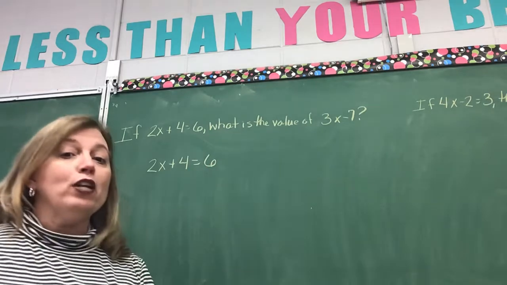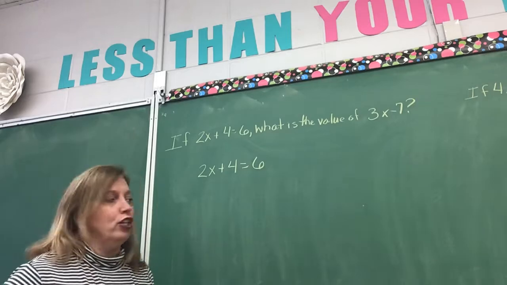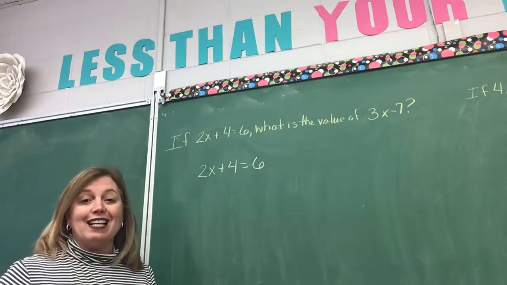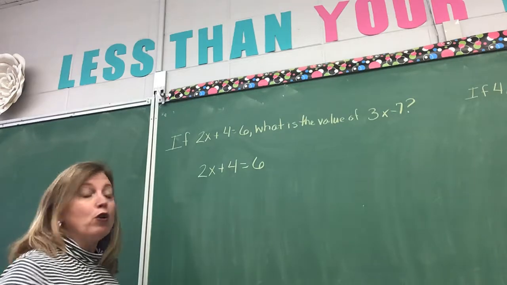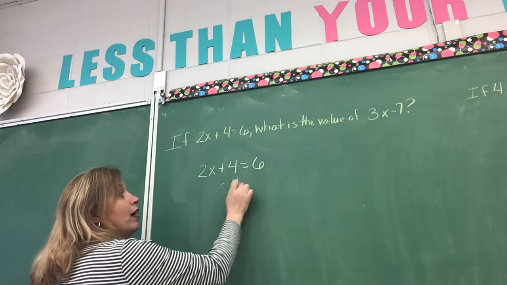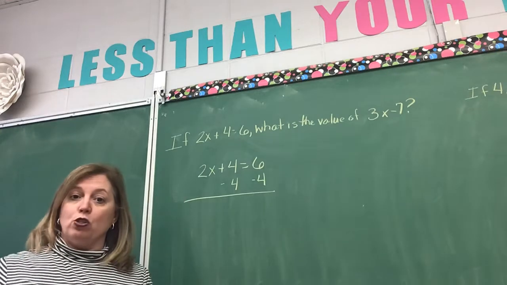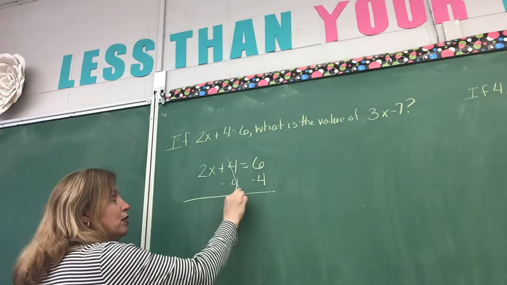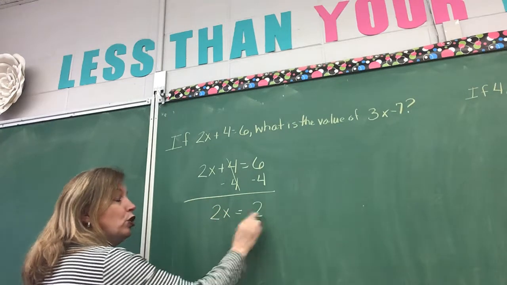Now, that's an equation that we can do. We've done lots of equations like that this year. We know first, whatever it says to do, we're going to do the opposite. Okay, so it says to add 4, so we're going to subtract 4. And we know that whatever we do on the left, we must do on the right. Okay, so these are going to cancel, leaving us 2x equals 2.